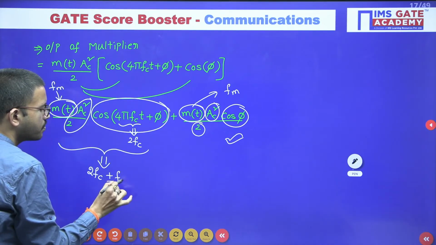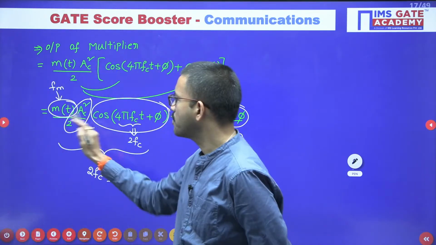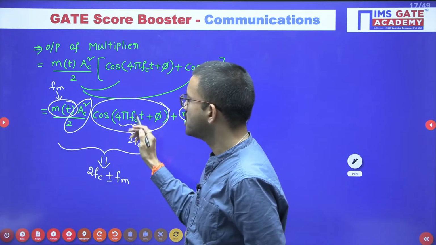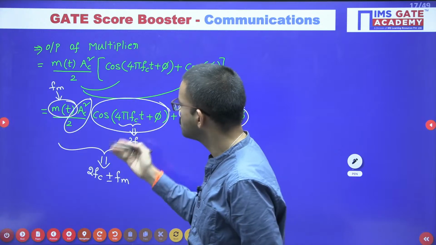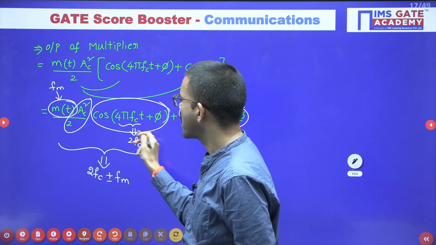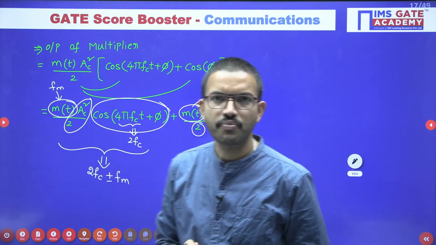2fc, so in the generalized case I am representing plus or minus fm. See, in general, if you have m of t and c of t, then regarding c of t you will have fc. So fc plus fm, fc minus fm. In a similar way, in place of fc you have 2fc, because of that you get 2fc plus or minus fm.